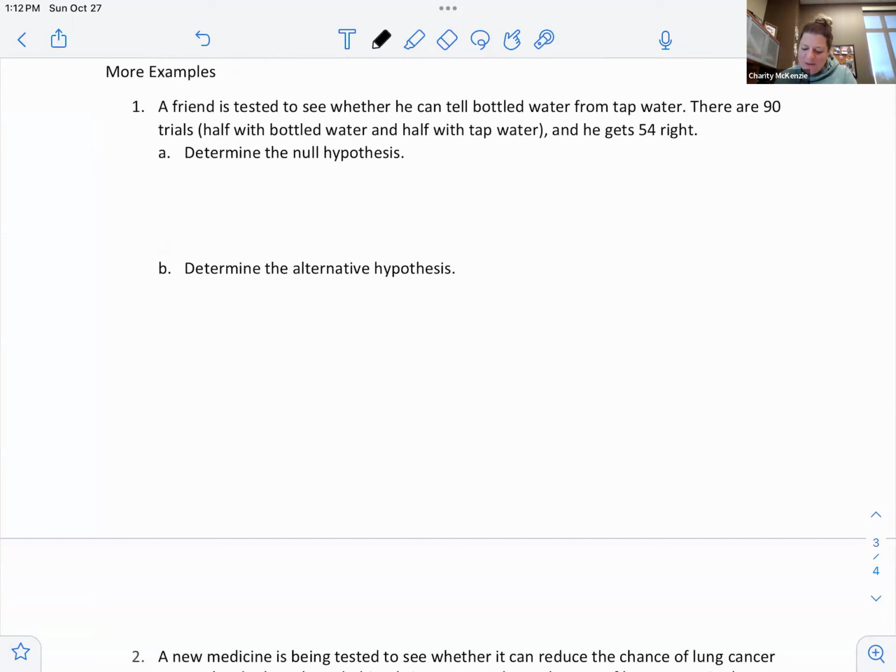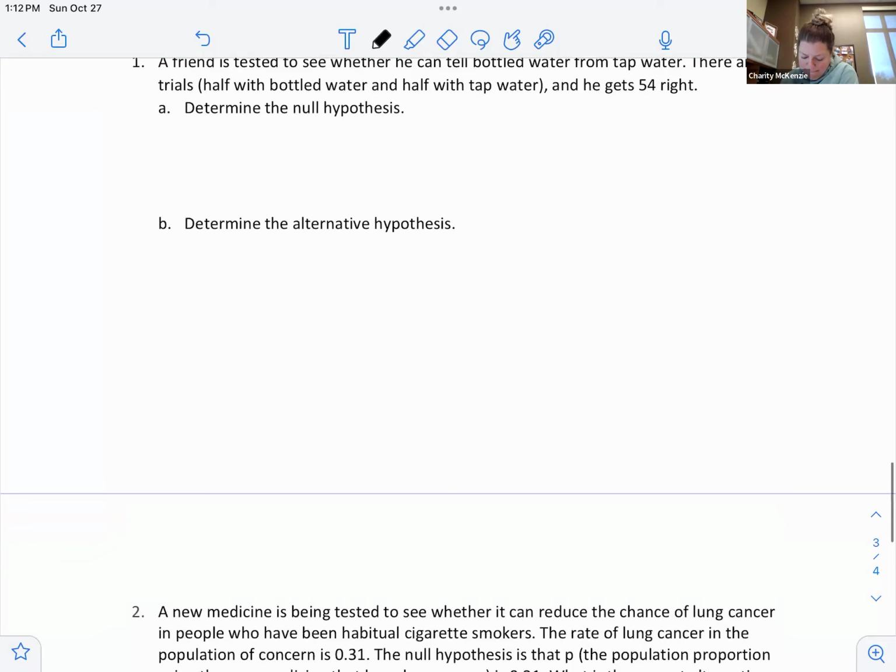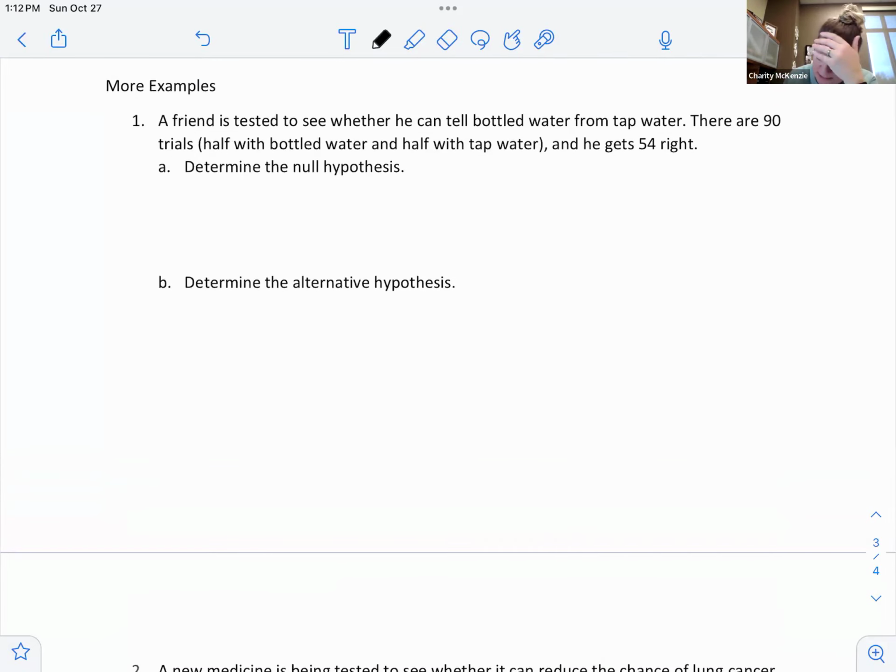A friend is tested to see whether he can tell bottled water from tap water. There are 90 trials, half with bottled water and half with tap water. And he gets 54 right. So we're testing to see whether he can tell the difference between the two waters. There are 90 trials. So our null is going to be our H0.